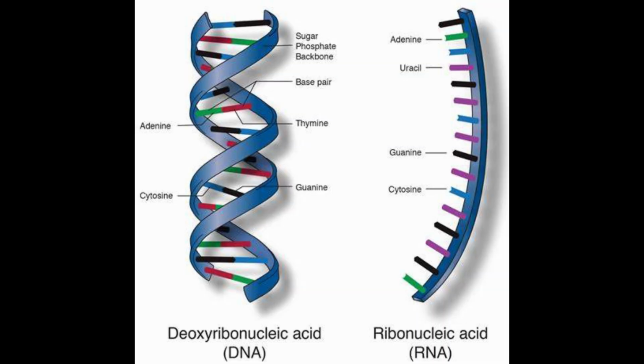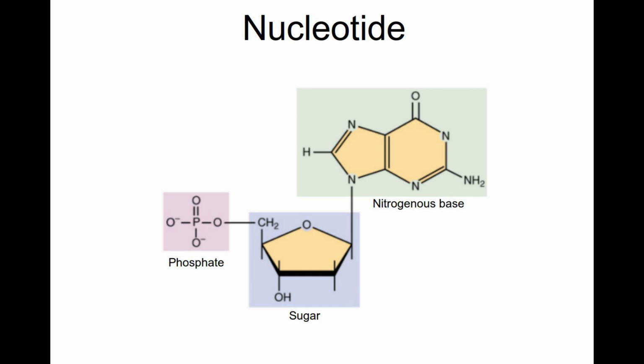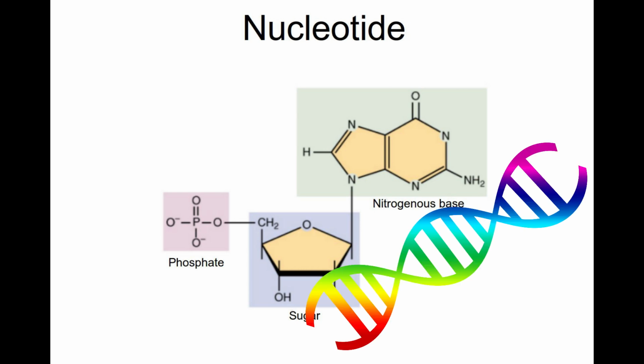Lastly, there's nucleic acids, which are made up of carbon, hydrogen, oxygen, nitrogen, and phosphorus. The monomer for nucleic acids is nucleotide. Nucleotides are organic molecules composed of a nitrogenous base, a pentose sugar, and a phosphate. Nucleic acids function to carry genetic information.